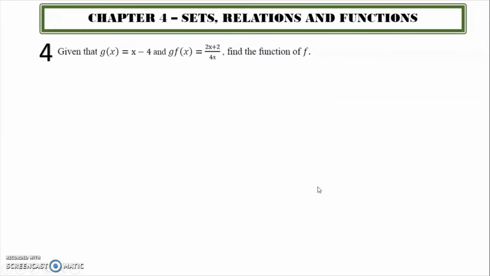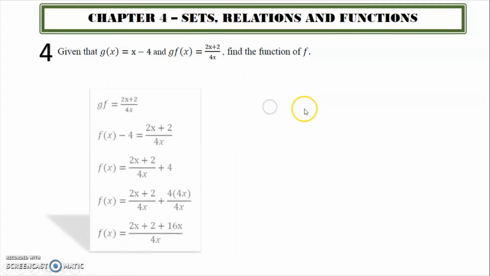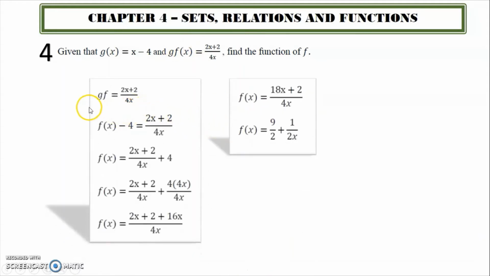Okay, contoh yang keempat. Given that g(x) equals to x minus 4 and gf(x) equals to 2x plus 2 over 4x. Find the function of f. So, tadi dia suruh cari g, sekarang dia suruh cari f. Okey, kedudukan f adalah di bahagian dalam. Okey, tadi yang dia suruh cari kedudukan g di bahagian luar. Okey, first step dia, kita follow je yang tadi. gf equals to 2x plus 2 over 4x. Salin balik.